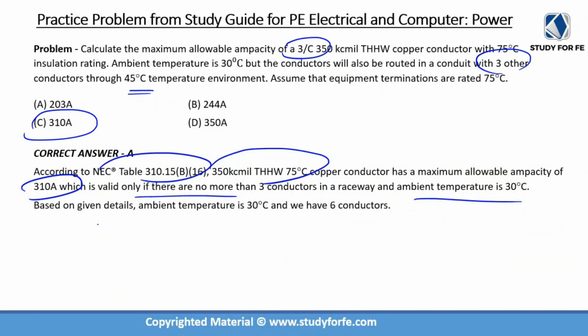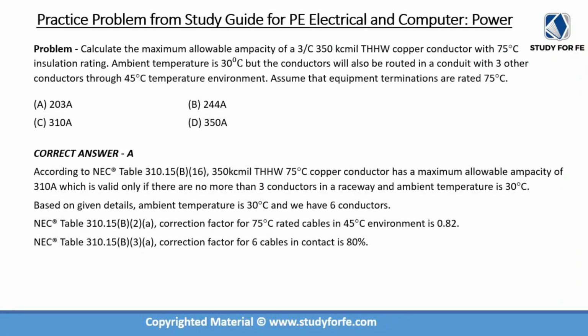So based on the given details, let's start with the 30 degree C ambient first, and let's do a grouping factor. So we have a total of six conductors. In terms of the grouping factor, it's pretty simple and straightforward. The 310.15(B)(3)(a) table provides us a correction factor for six cables in contact. So you have to derate the ampacity, so you can maximum use up to 80% of the rated ampacity. So that's one derating. And for the temperature correction, we are going through a 45 degree C environment. So for that, we have to apply 0.82 on the allowable ampacity. So these are the two correction factors that we are going to use.